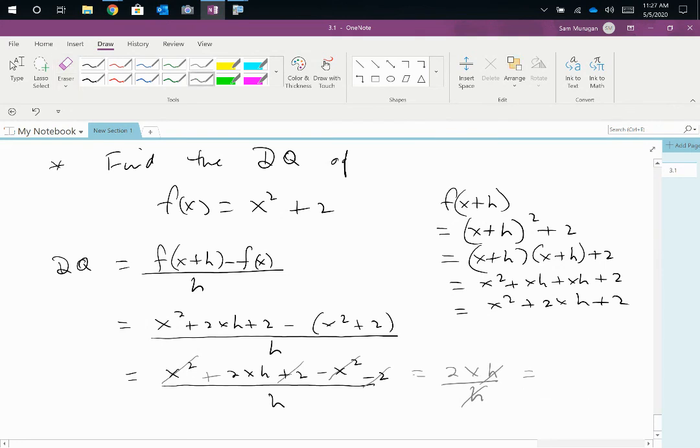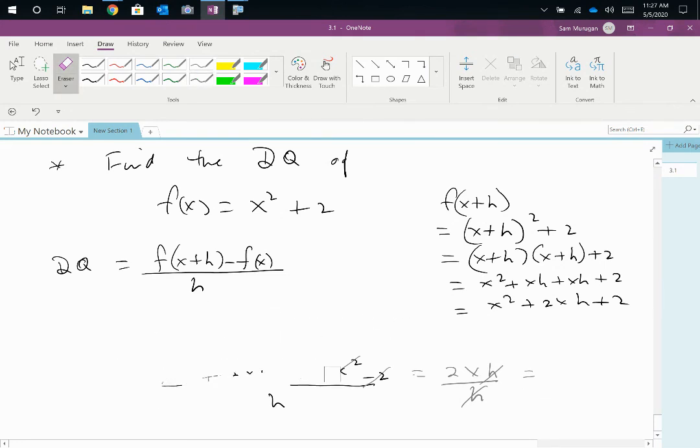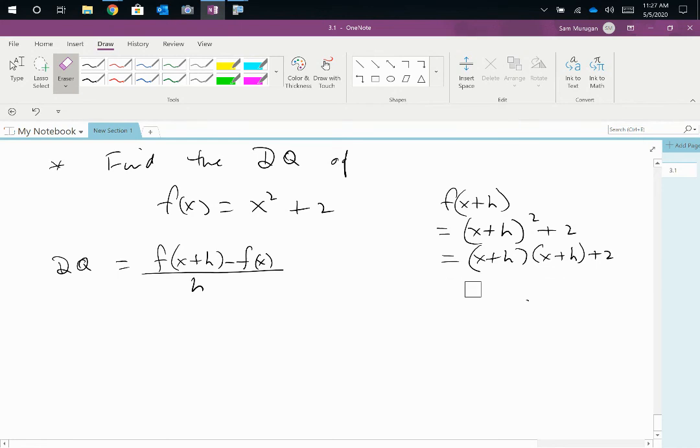I think I made a mistake here. Let me go back and fix this. This is x squared plus xh plus xh plus h squared plus 2, which is x squared plus 2xh plus h squared plus 2.